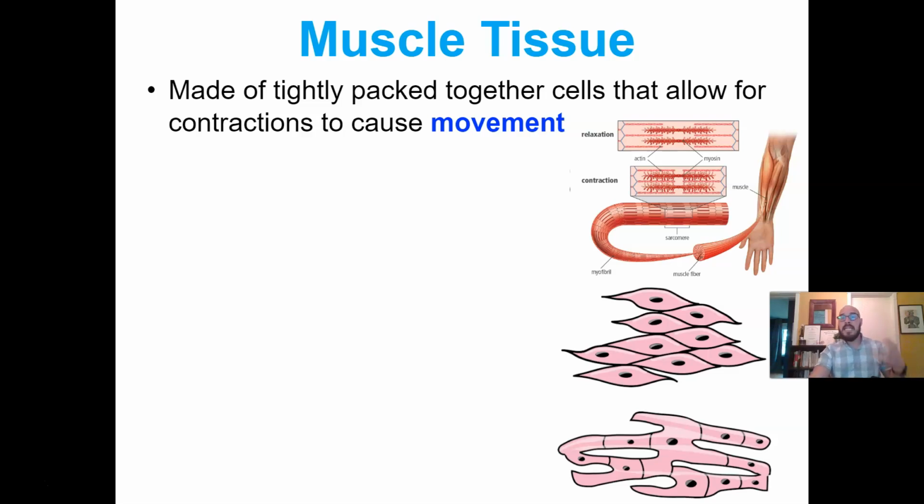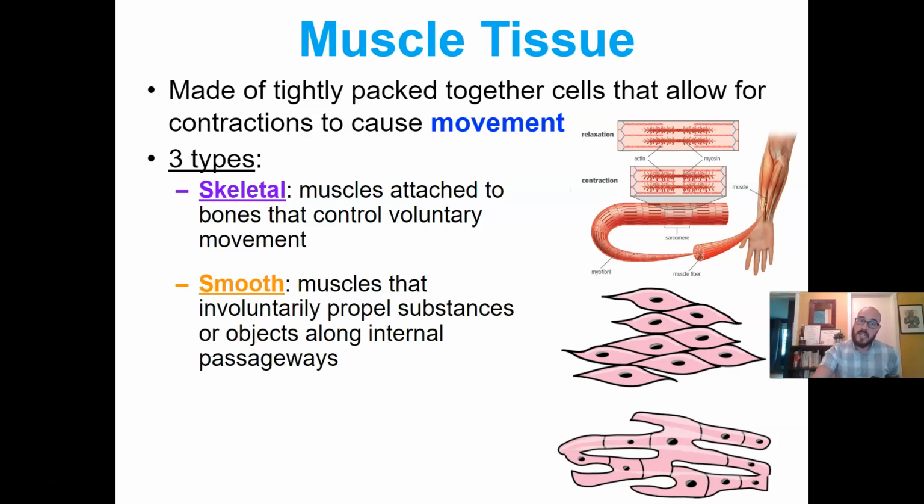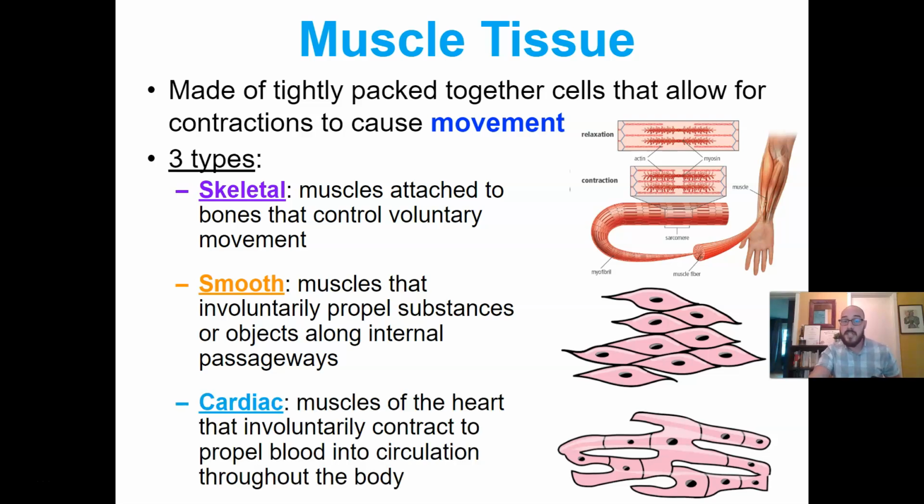Muscle tissue, this is one of my favorite tissue types. It is made of tightly packed cells that allow contractions to take place, and that causes movement. Okay, you have these different fibers that kind of run along one another, and they can expand and contract, and that's what allows you to move around. All right. Skeletal muscles attached to your bones, makes sense. Skeletal attached to bones. Smooth muscle, these are ones you can't control, and these help move things along. So this is like in your digestive system.